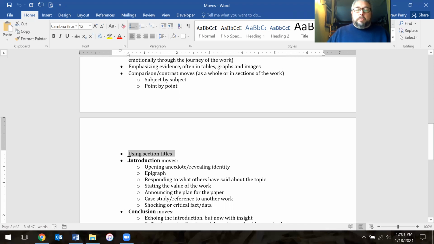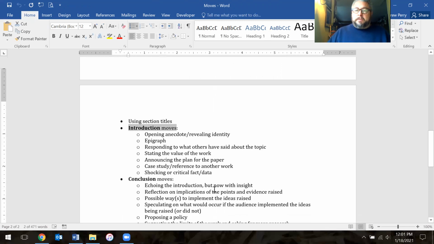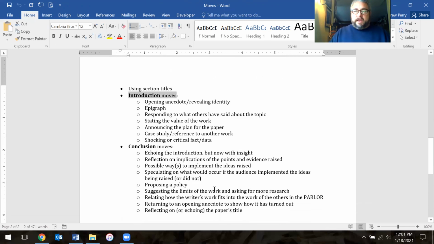Also, writers will very, very often use introductory moves at the beginning of their paper to give a sense of what they want and who they want it from. Do they open with a story? Do they open with a quote? That's called an epigraph, a quote designed to express what they want. Do they respond to what others have said? Do they state why this is an important work? In other words, why did they write this particular paper? Are they filling a need that has gone unmet so far? Do they announce the plan for their paper?